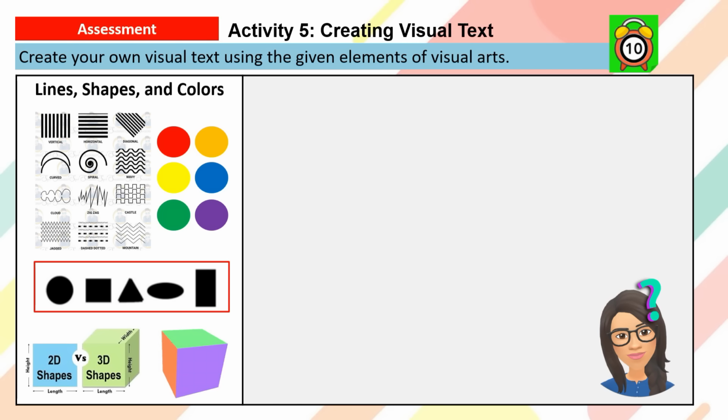And now, let's combine all the topics we have this week with this activity. Create your own visual text using the given elements of visual arts. Consider the meanings of the lines, shapes, and colors carefully. You can refer back to the lessons you have on your notes.